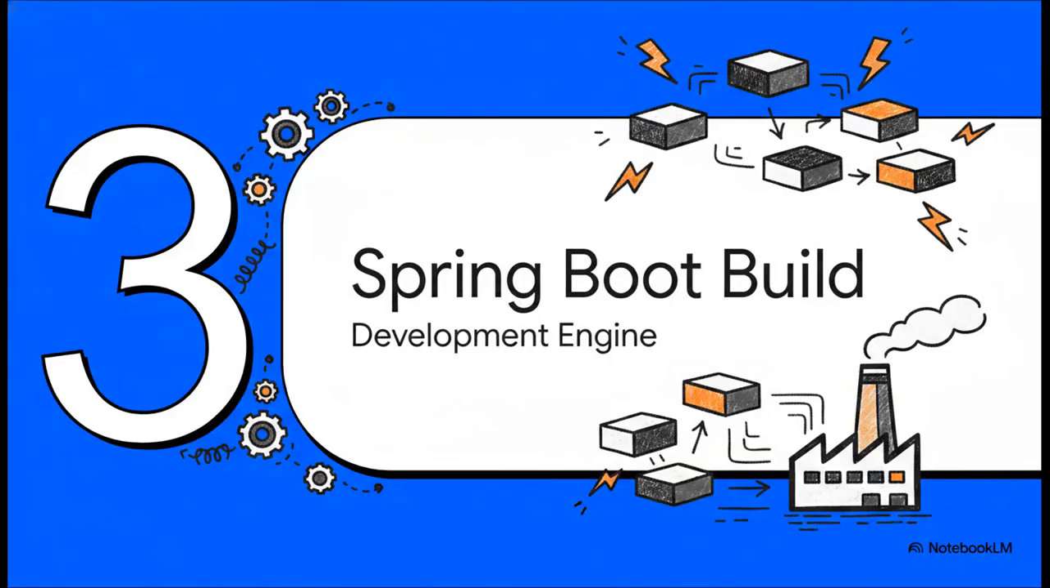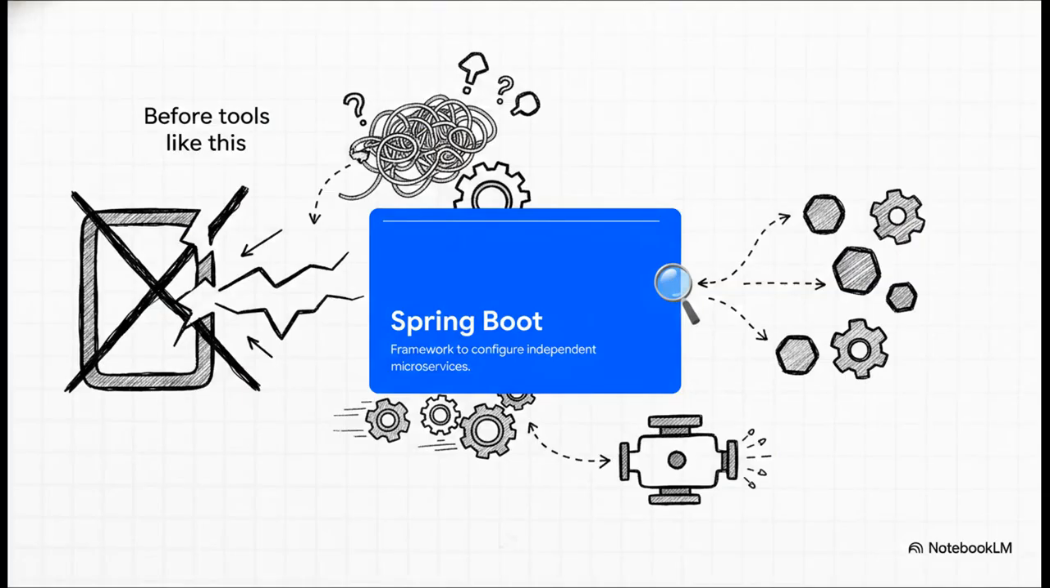Moving right along to Section 3, building with Spring Boot. This is our development engine. Now, you can't just take an axe to an enterprise app and easily chop it into autonomous pieces without the right tools. So the crucial point here is Spring Boot. This is a seriously powerful, open-source Java framework that makes building these independent microservices unbelievably fast. Before tools like this came along, trying to set up the infrastructure for dozens of separate services was a monumental headache of configuration. Spring Boot completely eliminates that friction. It gives you a ready-to-use, production-grade environment right out of the box.